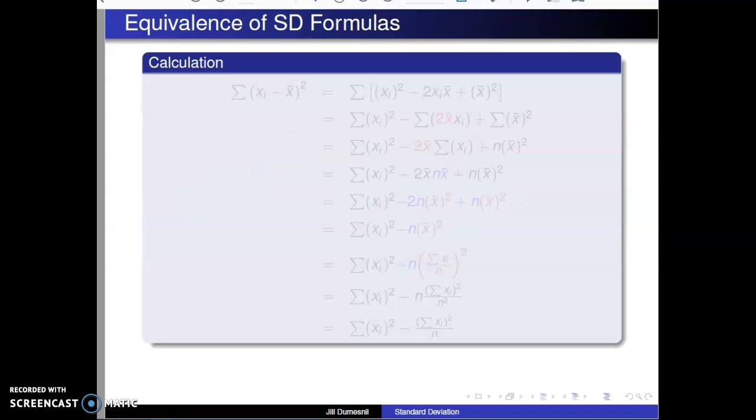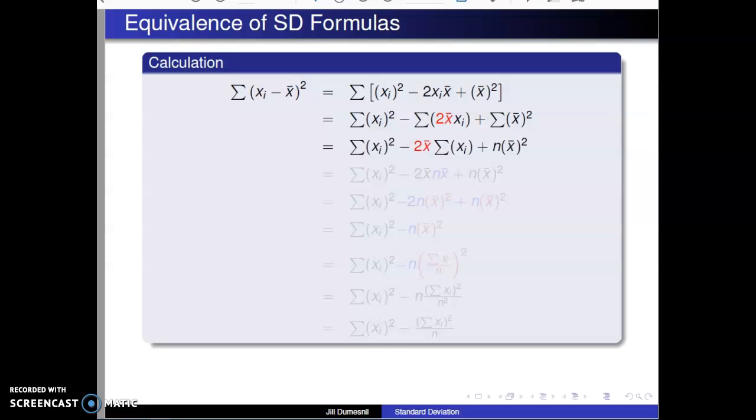Let's explicitly perform the algebraic calculations. We will start with the sum of the quantity xi minus x bar squared and expand the square by FOILing to get xi squared minus 2 xi x bar plus x bar squared. Then we distribute the sum over each term. Even though we haven't explicitly written the index variable with the summation symbol, note that we are summing over i values. So 2x bar is constant in every term of the middle summation.